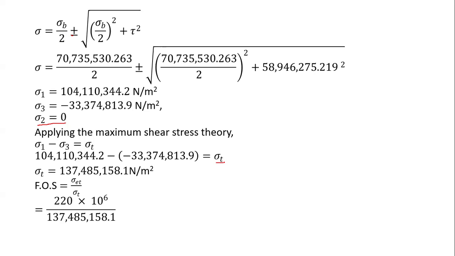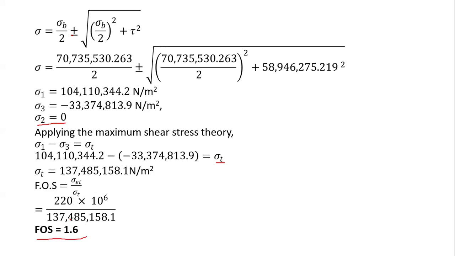Factor of safety then. Since I now have this tensile stress, I also have the elastic limit stress for material loaded in tension. I can now apply factor of safety, which is stress ET over that. So when I substitute, it's 220 by 10 power 6 divided by this answer I have here. And my answer for the factor of safety is 1.6. 1.6 is my factor of safety.